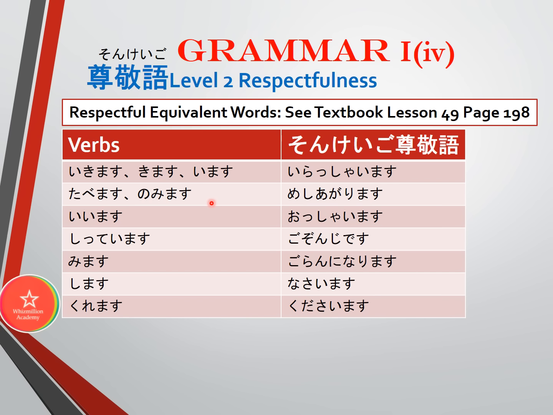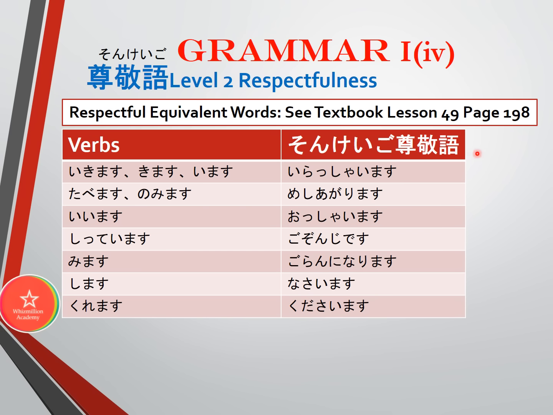Tabemasu, nomimasu. The sonkeigo equivalent word is meshiagarimasu. Imasu. The sonkeigo equivalent is osshaimasu. Shite imasu. The sonkeigo equivalent is gojonji desu. Mimasu. The sonkeigo equivalent is goran ni narimasu. Shimasu. The sonkeigo equivalent is nasaimasu. Kuremasu. The sonkeigo expression is kudasaimasu.